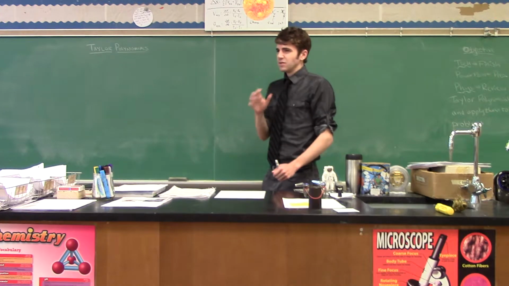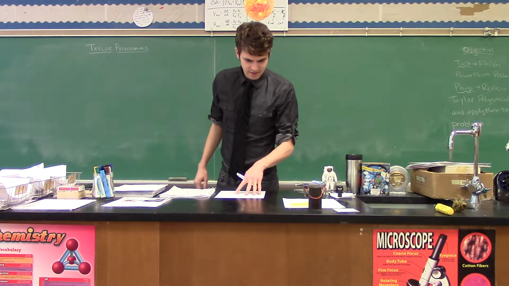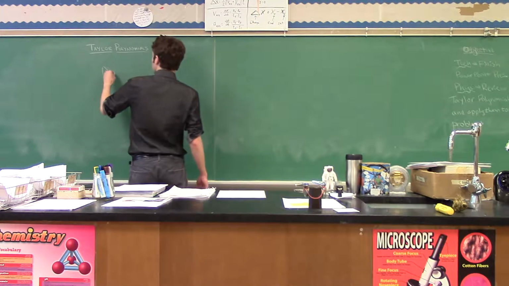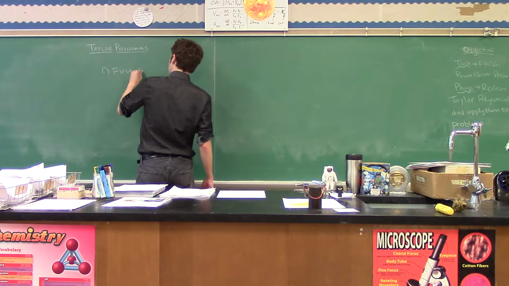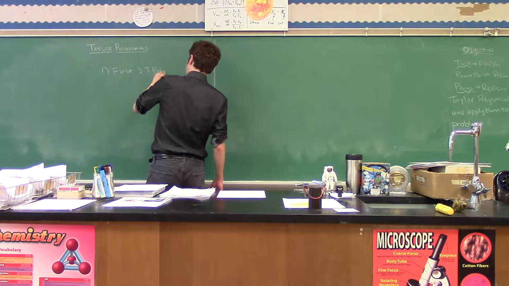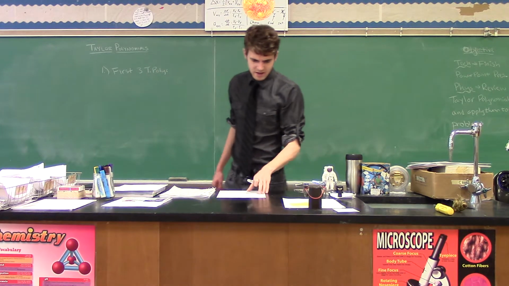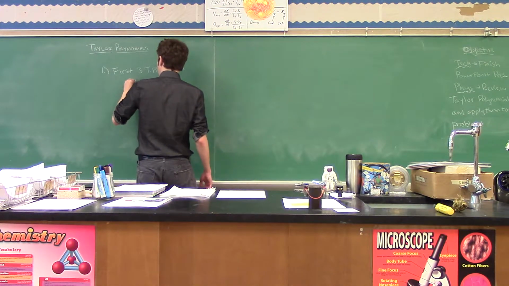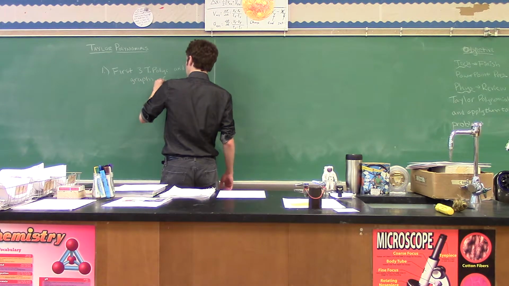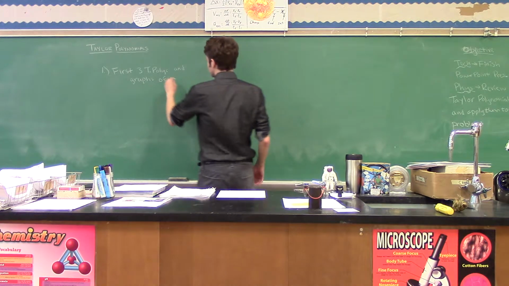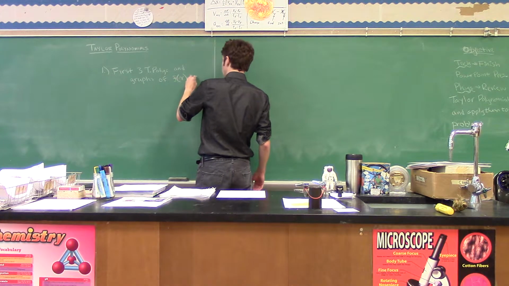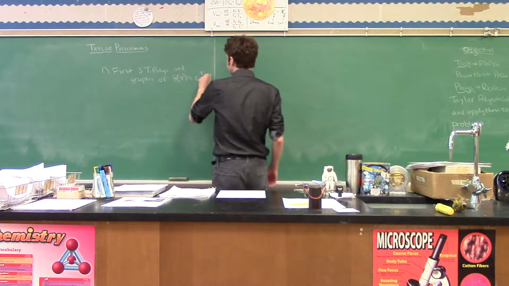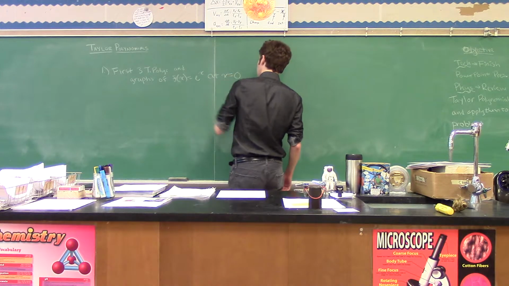All right, let's look at our homework problems that we had. And I have here our first one. It wanted us to find the first three Taylor polynomials and graphs of f of x equals e to the x. And it wanted it at x equals 0.